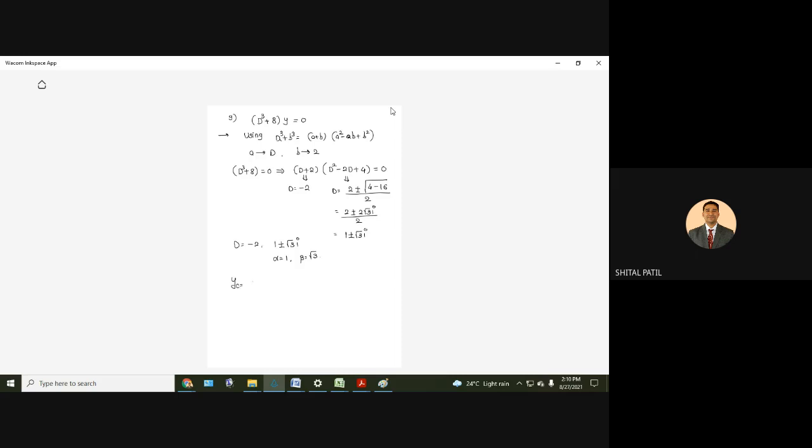Y of c equal to c1 e raised to minus 2x plus c2 cos of beta x plus c3 sin of beta x into e raised to x. Okay, this is all about the cubic equation. Go through the quadratic equation.